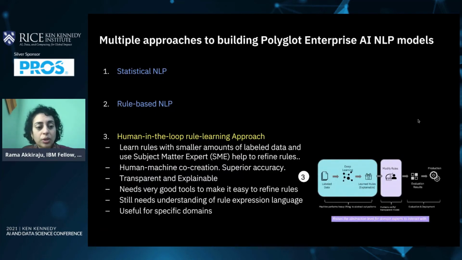So let me summarize now by saying that while there are different techniques to teach AI different languages, such as statistical NLP, rule-based NLP, and human in the loop, each one has its own place.